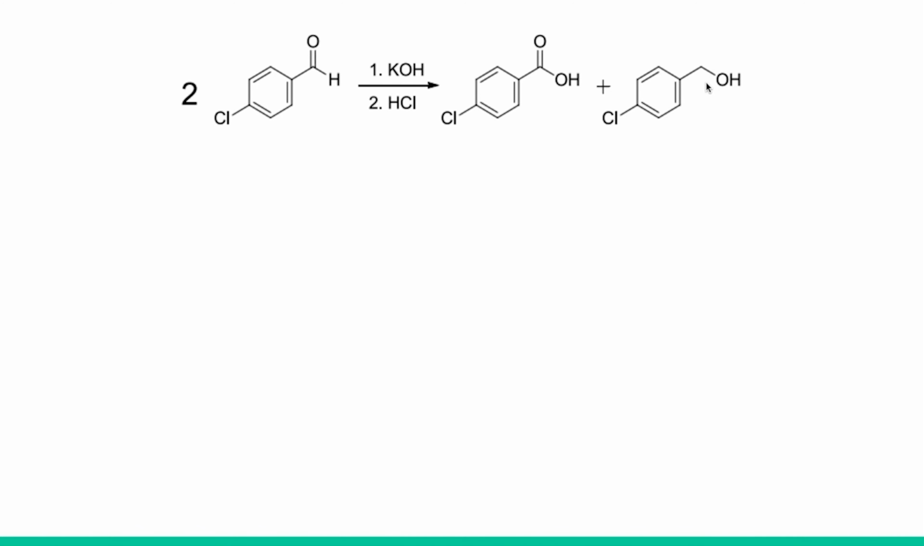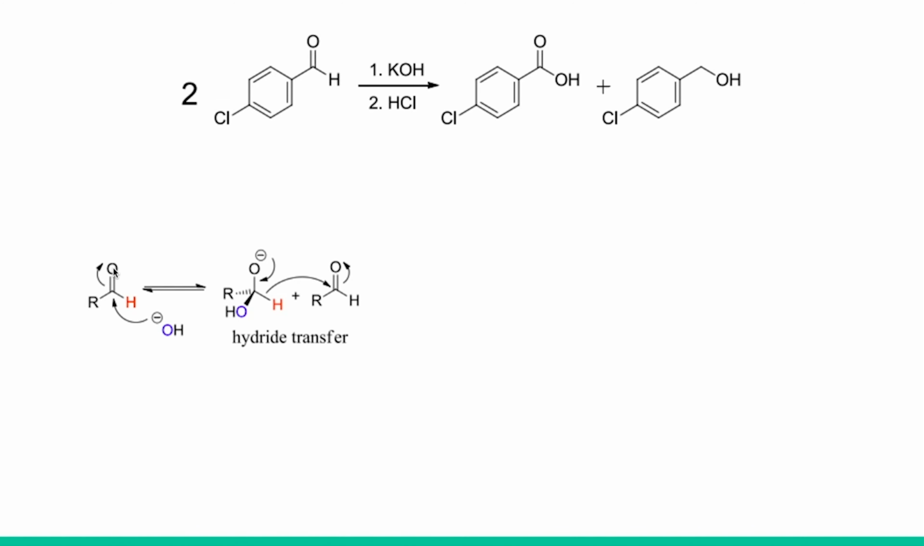This is a unique reaction because we have two different products with different functional groups. Let's walk through the reaction mechanism. A hydroxide ion attacks the carbonyl carbon, bringing up the electrons to the oxygen. Then those electrons come back down, and the hydrogen can act as a leaving group, attacking the carbonyl carbon on the other molecule. This is considered the hydride transfer.